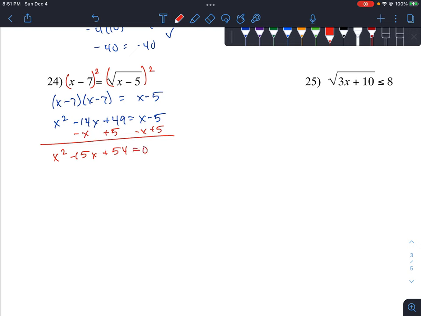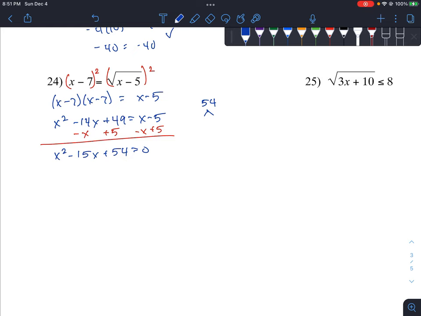54 equal to 0. Sorry, let me rewrite this in blue. x squared minus 15x plus 54 equal to 0. Okay, so now what I want to do is check and see, since this is a quadratic, if it's factorable, so what numbers multiply to be 54, but will add to be negative 15.